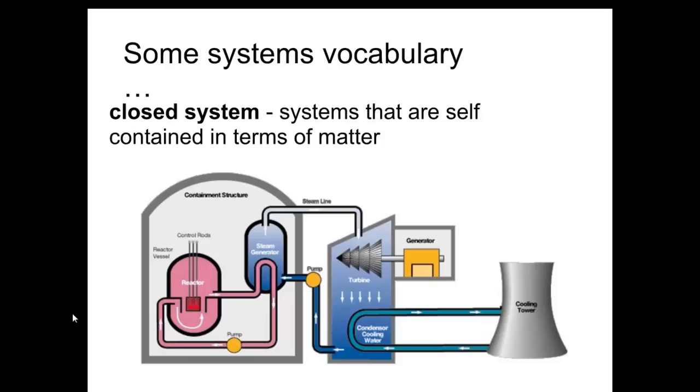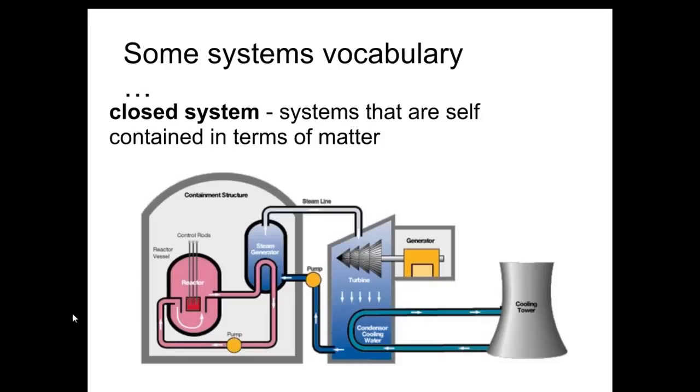Now that we've talked about natural systems, let's talk a little bit about open and closed systems. And I think it's easier to start with closed systems, so that's what we're going to do. Here's the definition of a closed system. Closed systems are systems that are self-contained in terms of matter.